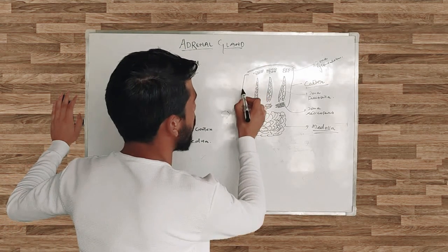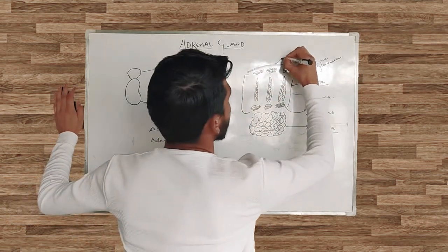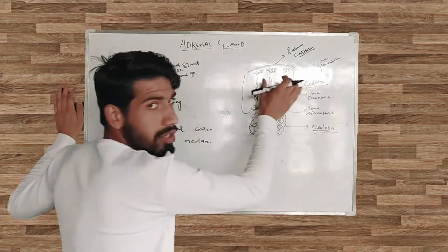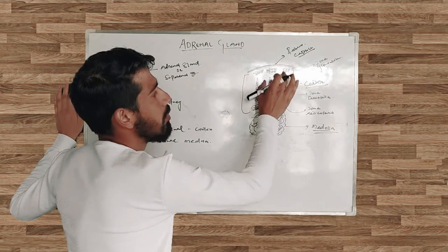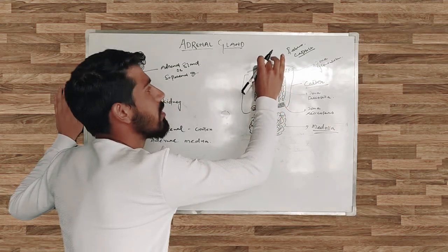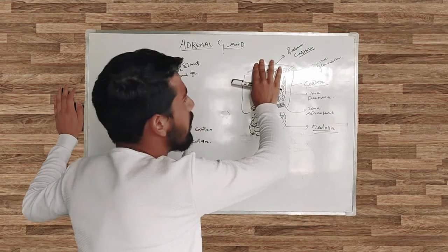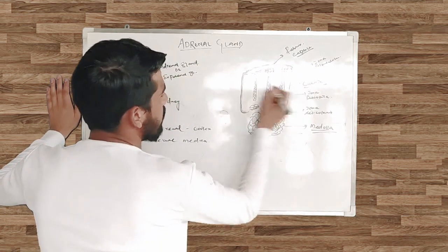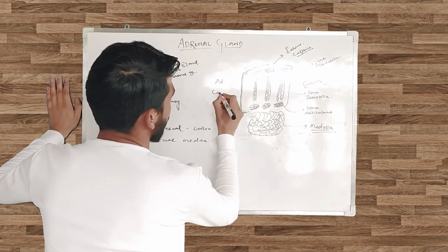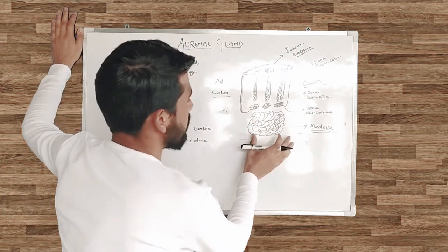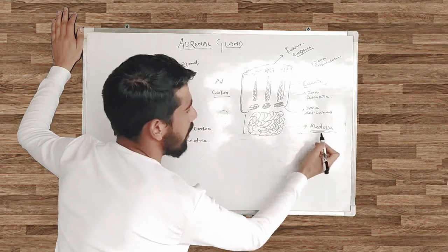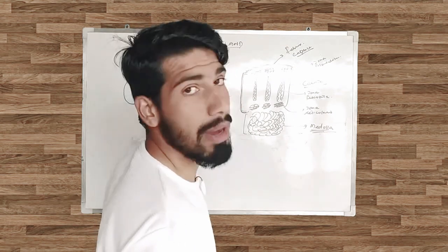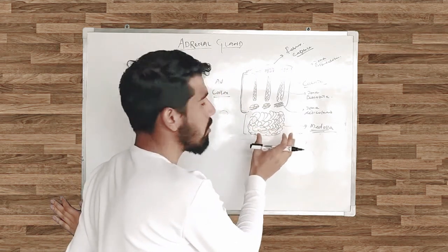One thing I forgot: this whole part is called the fibrous capsule. It is a protection; this capsule protects what is inside. So this whole part is the adrenal cortex, and this inner part only is the medulla. The adrenal cortex is about 80%, and the medulla is about 20%.